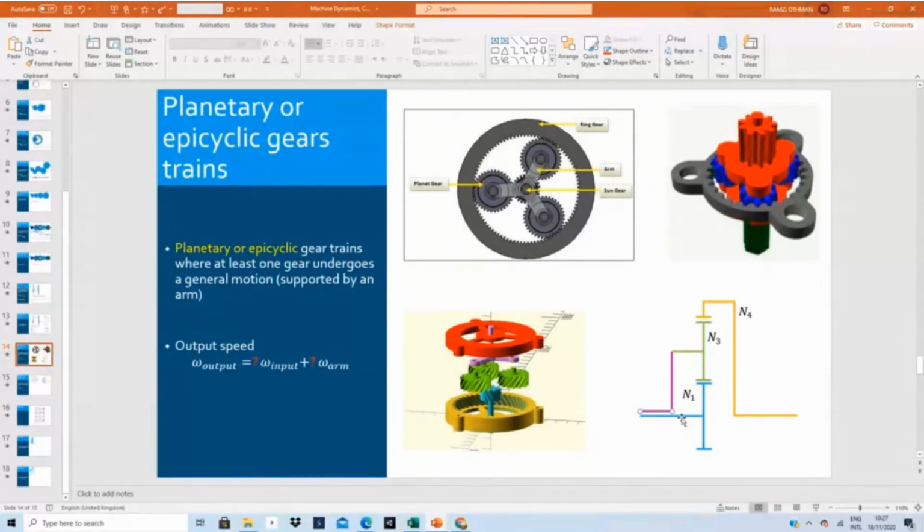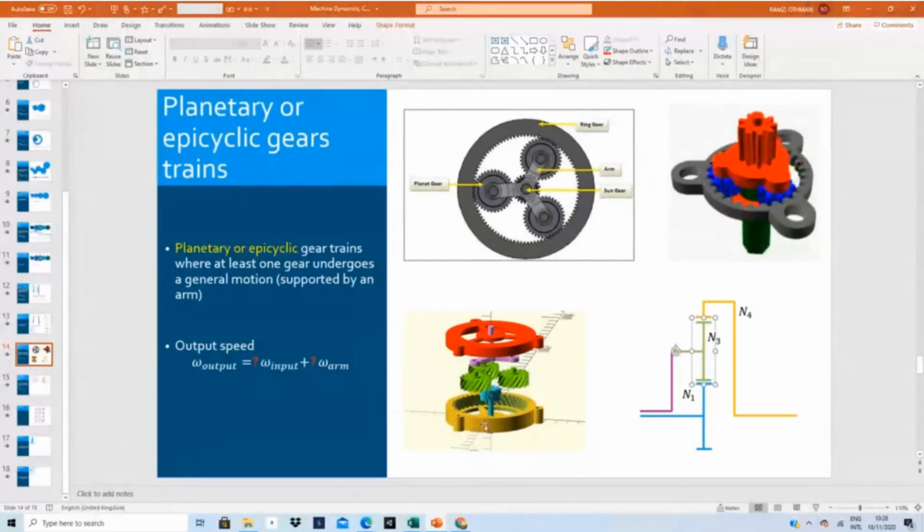I will have omega for the sun, omega for the arm, and omega for the ring. And here I will consider only one planet, but it is the same if I study the two others. They will work in parallel. So I will have the planet here. Its axis of rotation is held by the arm, so it is a general motion.